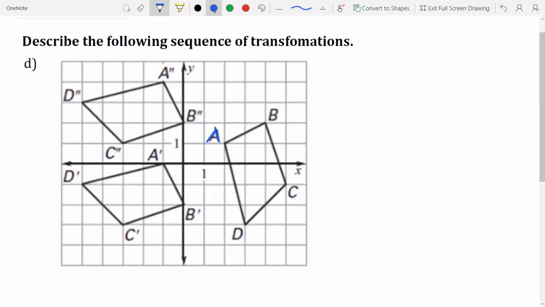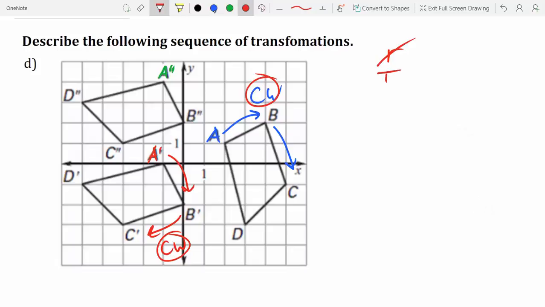Okay, last but certainly not least is this sequence of transformations. So, hate to be a broken record, but same method. Find the orientation of the pre-image clockwise and find the orientation of the image. A to B, B to C, clockwise. If they're the same, it cannot be a reflection. It's either a translation or a rotation.